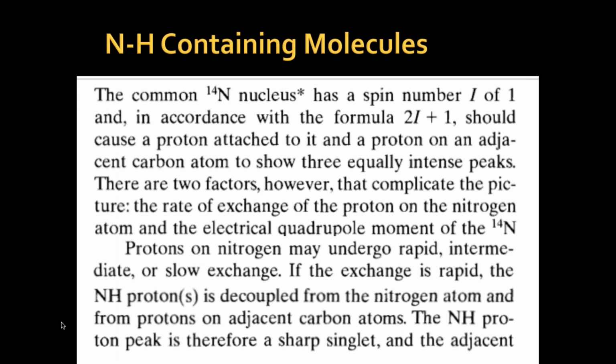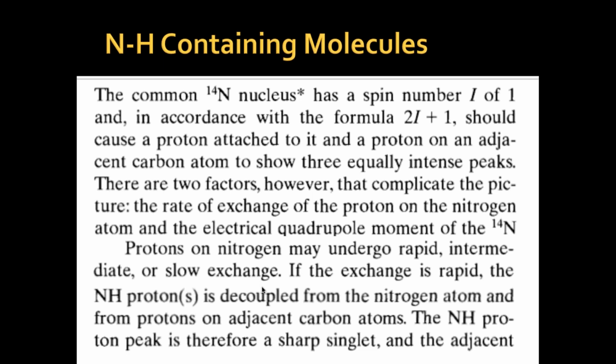Now the nitrogen-containing molecule. Nitrogen-14 has a nucleus with a spin of 1, right? So with a proton attached to it, that complicates the picture, because of the rate of exchange of the proton on the nitrogen and the quadrupole moment of the nitrogen. I am talking about the isotope of the nitrogen which is active for NMR, not the 14 N 7.